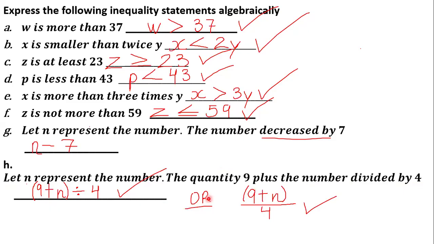The quantity just means that you have to put the brackets. It takes priority. The reason why you must put the brackets is to state that the 9 plus n has to be dealt with first. We have to operate on them first before we get to the dividing. Because by right, we are supposed to divide 9 by 4 first if we don't have the brackets. But because we have the brackets, it tells us that we have to operate on 9 plus n first. That's why they say the quantity, to let you know that you have to set it apart from the rest of the expression. All right, that's A through H.